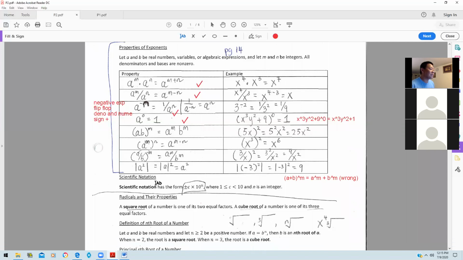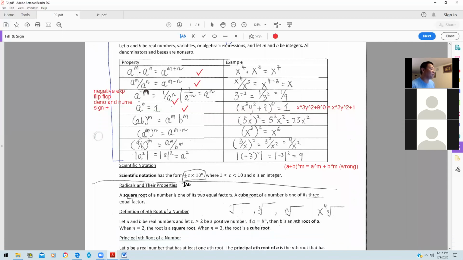Okay. Next is scientific notation. Scientific notation is where you have a form of plus or minus c times 10 to the power of n. The c in this case is a number between 1 and 10, where 1 is included, 10 is not included, and n in this case has to be an integer. Scientific notation is used a lot, especially in your chemistry class or your physics class. This represents really big numbers or really, really small numbers. If your n is a positive integer, the bigger the n, the bigger the number gets. If your n is a negative integer, like -3, -4, it means the number is getting really, really small.